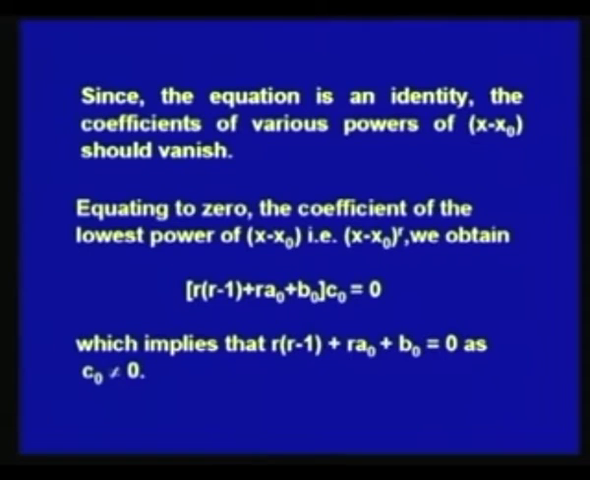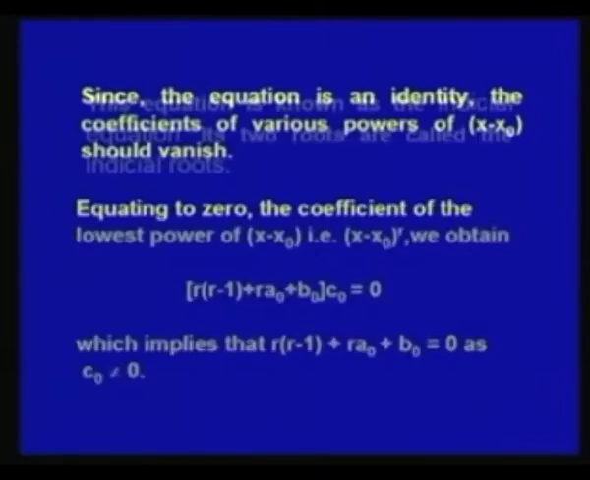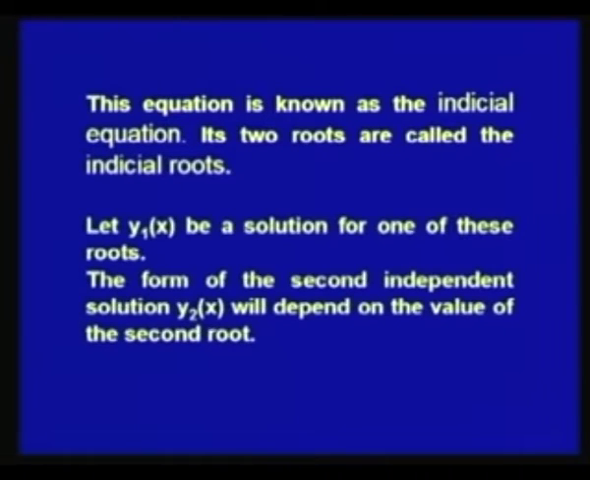So let us equate the coefficient of (x − x0)^r to 0. We will obtain r(r − 1) + r a0 + b0 times c0 equal to 0, which implies that r(r − 1) + r a0 + b0 is equal to 0, as c0 is not equal to 0. This equation is known as the indicial equation, and its two roots are called the indicial roots.